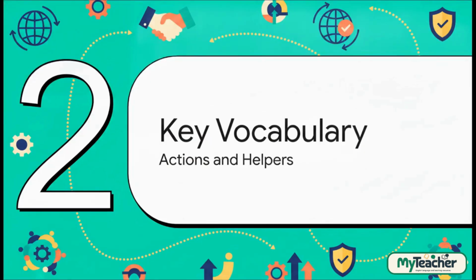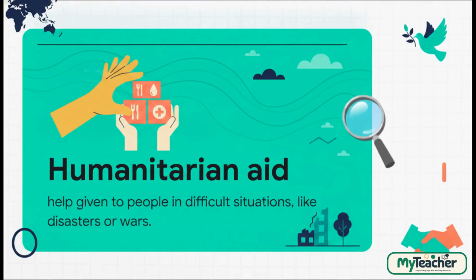Let's move to Section 2 and see how this all builds together. Key vocabulary, actions, and helpers. Now that we know the organizations, let's learn the actions they take. First is humanitarian aid. This is help given to people in really difficult situations, like natural disasters or wars. They bring food, water, and medicine to people who really need it.